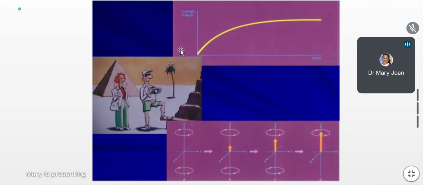You can see that it is recovering, and the time at which 63% of it is reached is the T1 recovery time. So, longitudinal magnitude against time: 63% of what it is getting back, that is the T1 recovery time.